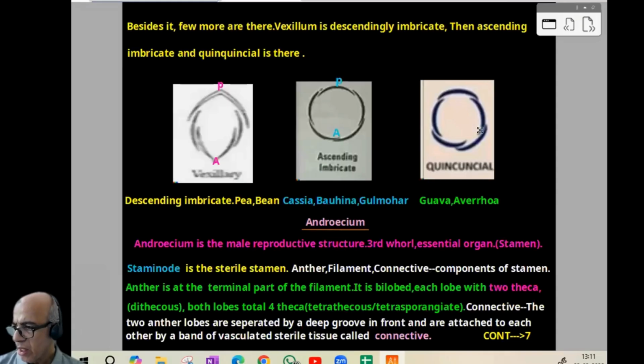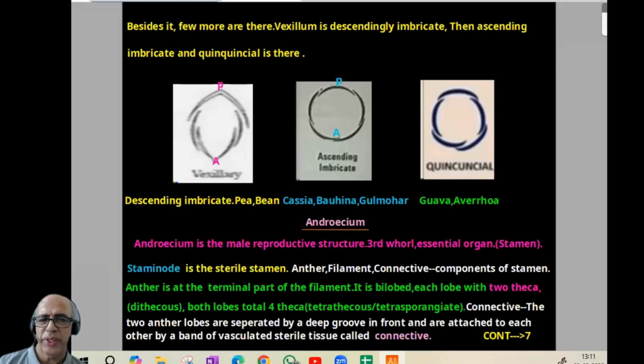Besides this, there are 2 more, not in the direct syllabus, but just a modification, better we pass through it. So this is vexillary. That is why I have given it in a shaded manner. Posterior side, anterior side. Now 2 more types, just for reference only. Ascendingly imbricate. This is descendingly imbricate. This is ascendingly imbricate. Example is cassia, bauhinia, gulmohar. And quincuncial, where these 2 are out. This is inside. And these 2 are partially inside, partially outside. Different forms, that's all. Not in the direct syllabus. So no need to get worried. Just if you can remember, that is good. That is guava and averrhoa.